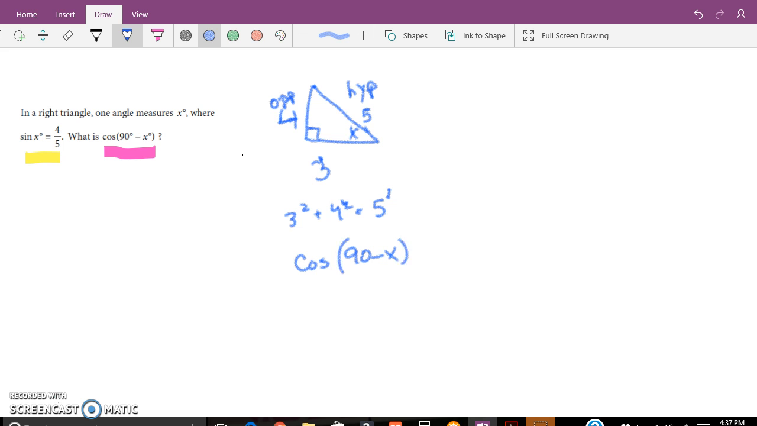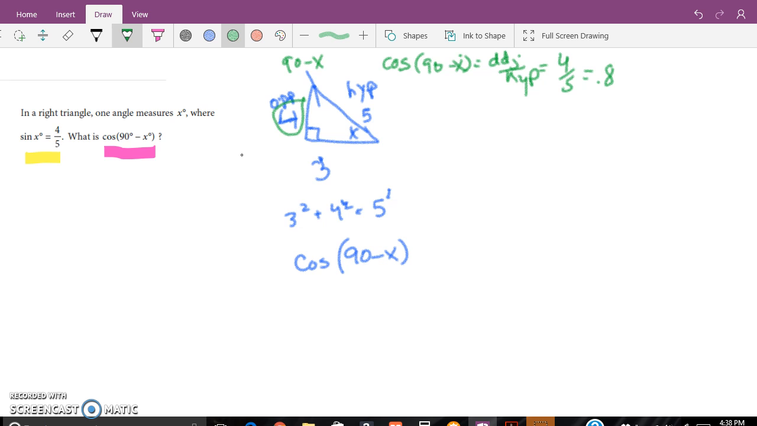And if this is x, and we know that's 90, then this has to be 90 minus x. So then the cosine of that angle is the adjacent over the hypotenuse. And the adjacent for this angle would be the one right next to it, which is 4 over 5. So we're done. 4 over 5 is 0.8.